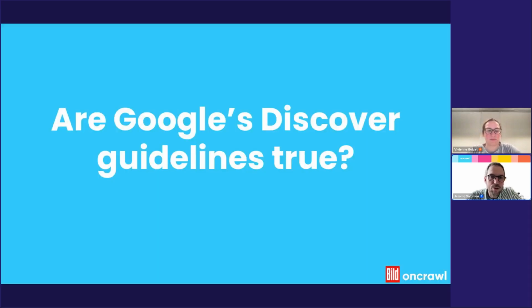Next question, though: the Google Discover guidelines. Are they true? We said Discover is a black box, but there are a couple of things where Google says, if you want to rank in Discover, your picture needs to be a certain width, or this is something you can implement to make sure your articles can actually show up in Google Discover. So just because Google says it, is it really true?